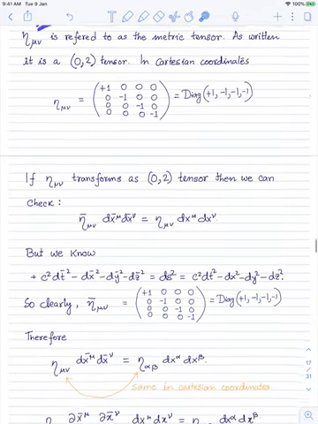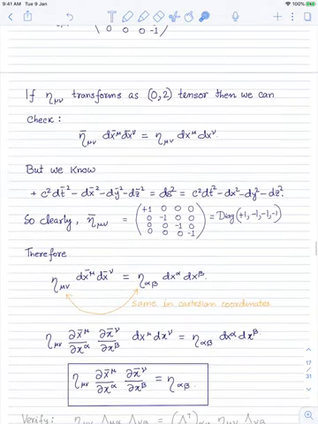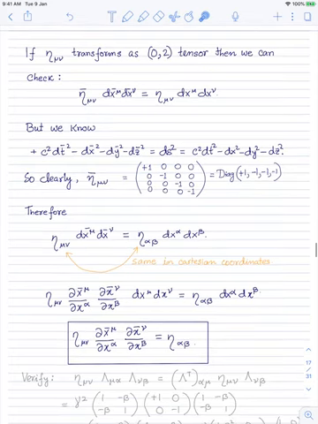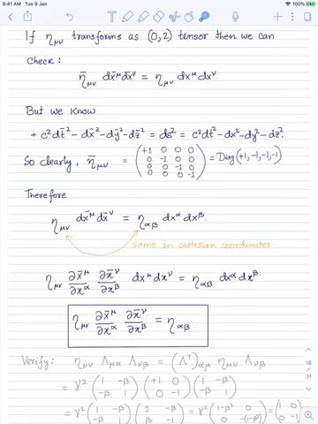The interval keeps invariant. It ensures that, but we also know that the interval has this form when we are talking about these so-called Cartesian coordinates, and the interval has this form in the unprimed case, in the primed case as well as in the unprimed case. Okay, the interval has the same form. This we have seen.